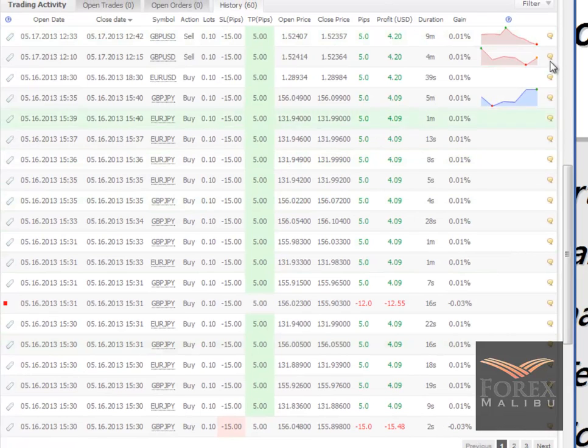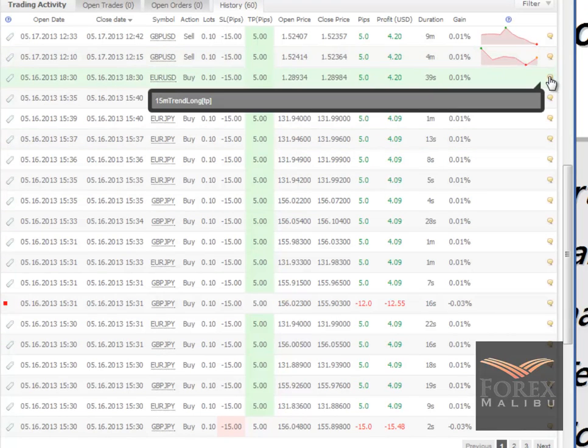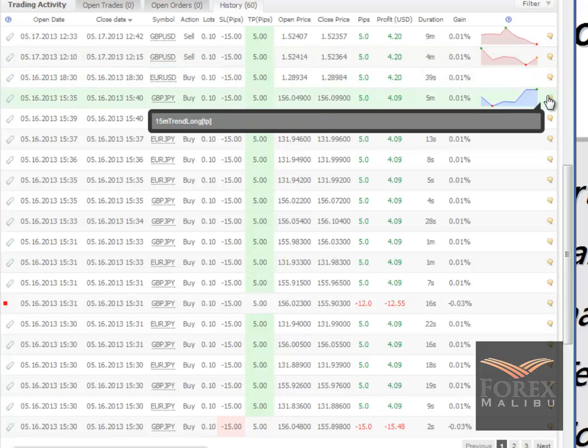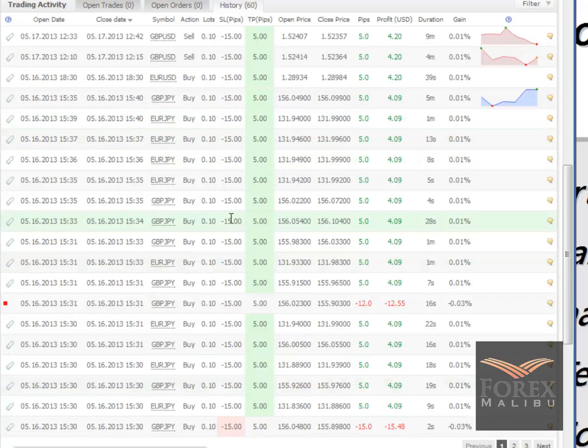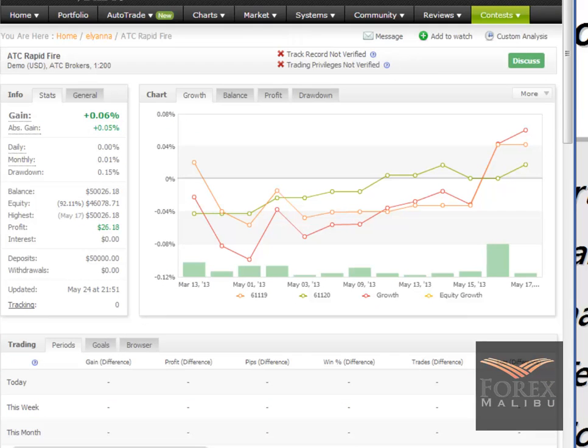Let's do another, and you can see here, 15-minute trend short. There's a 15-minute trend long, 15-minute trend. So these are all 15-minute trend trades. Okay, let's go to another one. Let's see what this one is.